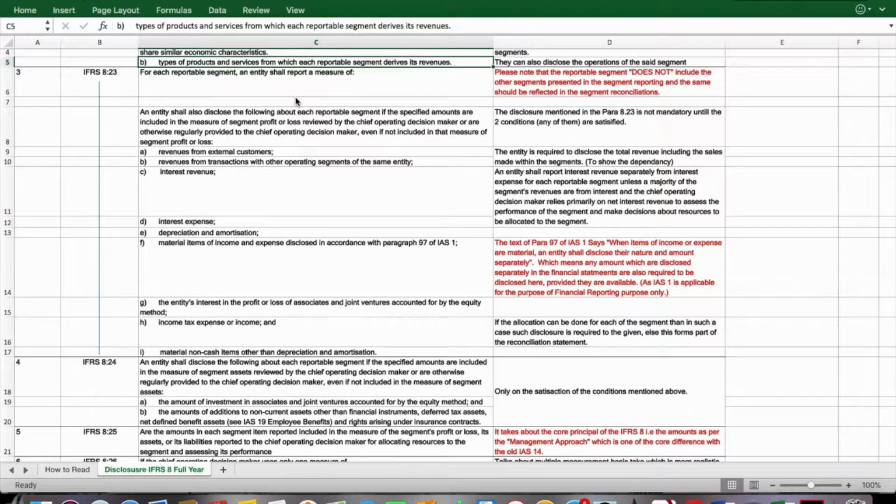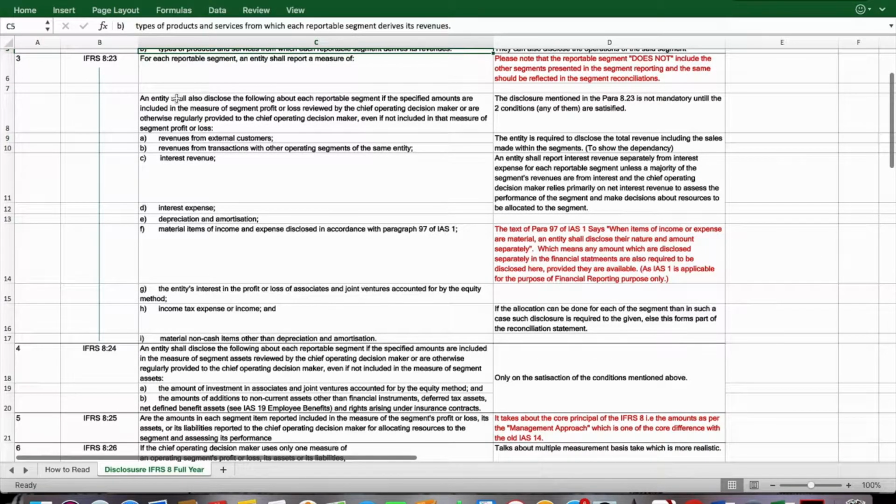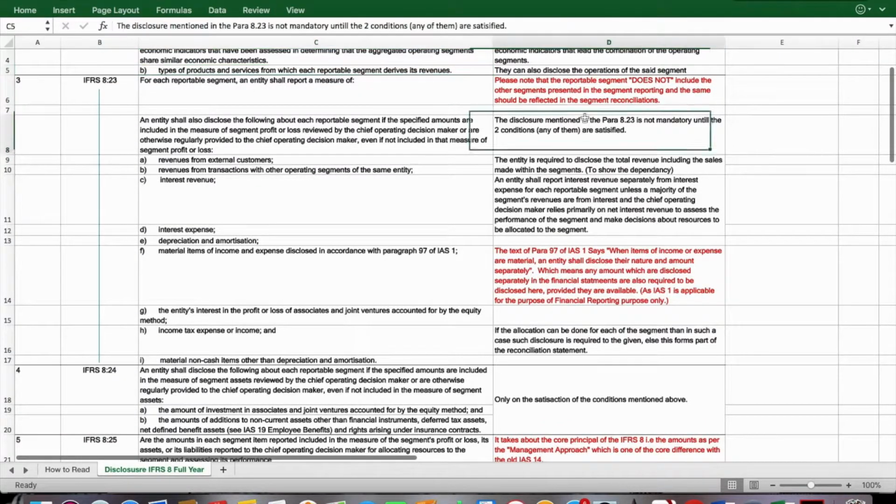Let's start with point number 3. Point number 3 deals with IFRS 8.23, that is paragraph 23 of IFRS 8, which generally requires us to provide disclosures regarding some revenue, interest expenses. So I'll go by the gist.